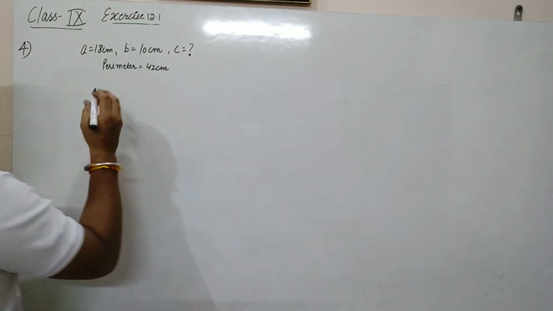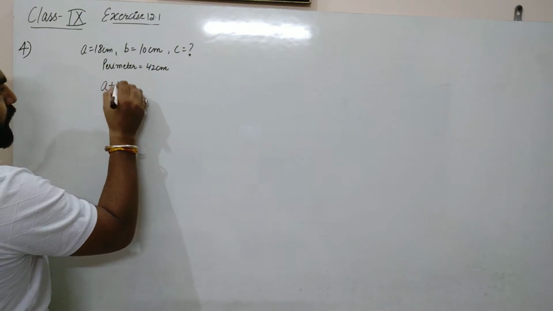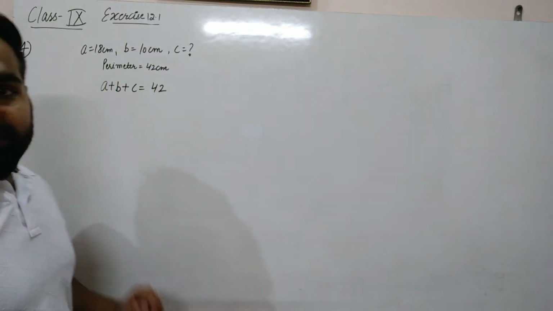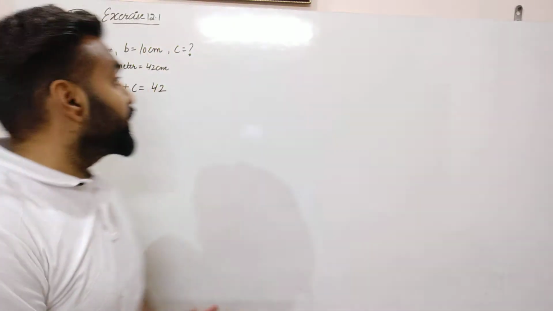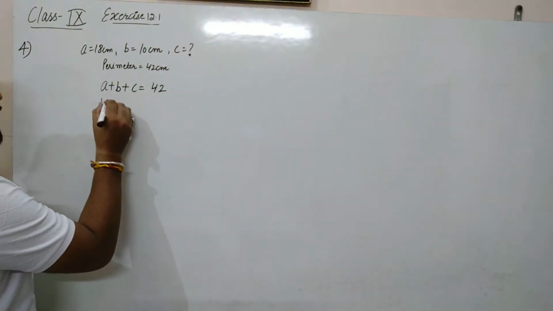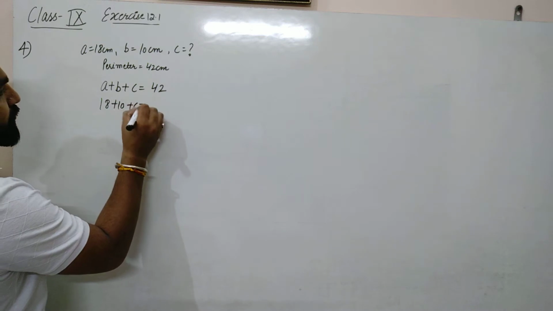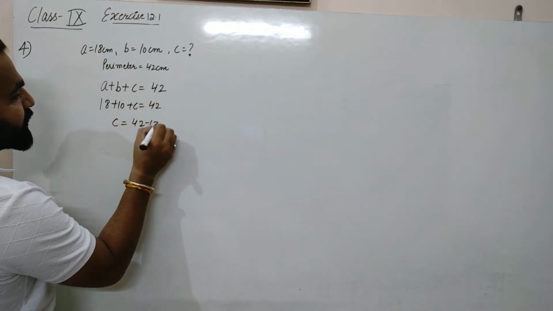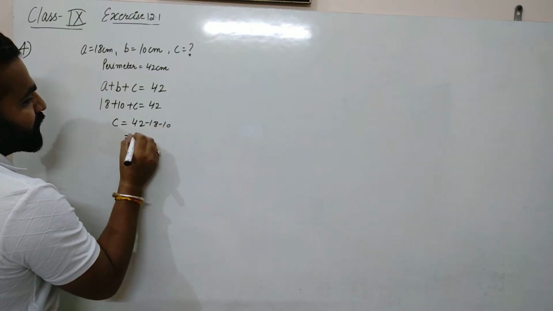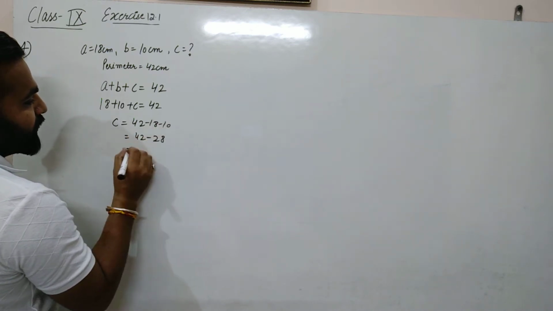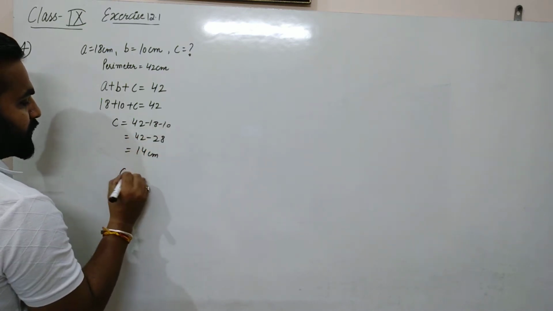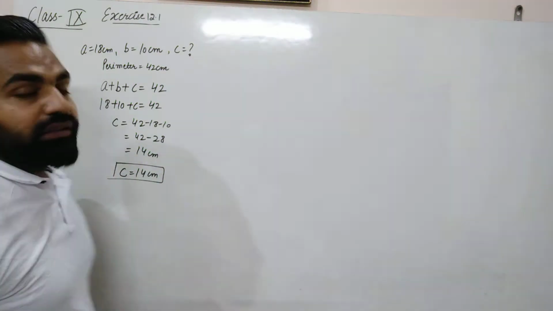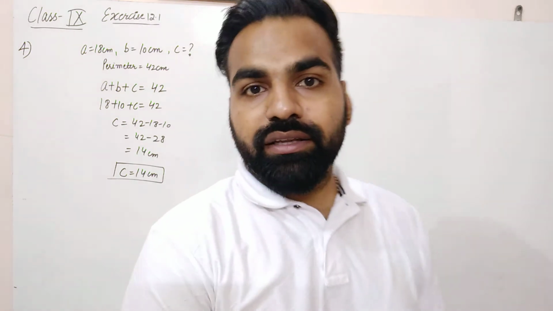So perimeter is given. Perimeter is equal to, we know that sum of all sides. So a plus b plus c will be equal to 42. Put value of a and b here. 18 plus 10 plus c is 42. So c will be 42 minus 18 minus 10. 42 minus 28, that is 14. So the third side is 14 centimeter. Now all the three sides are known, we can find the area.